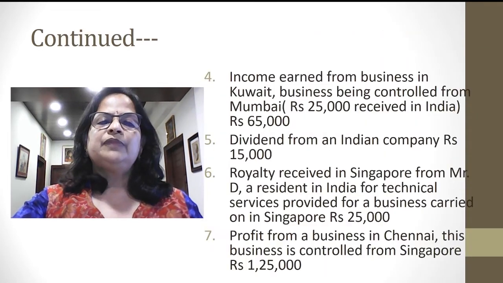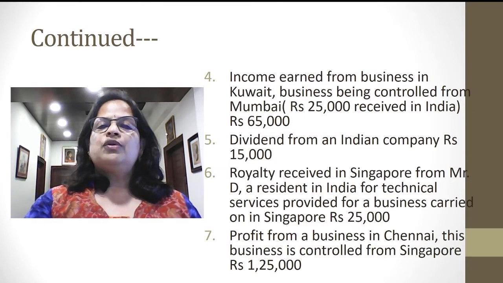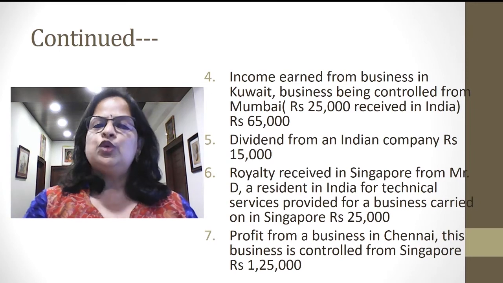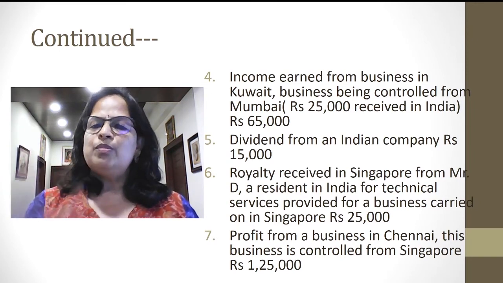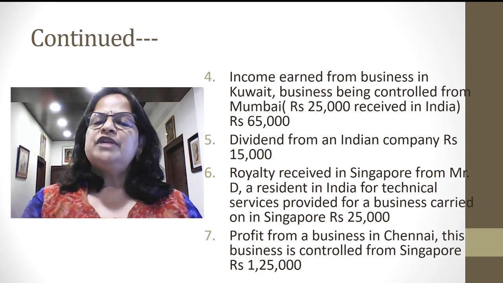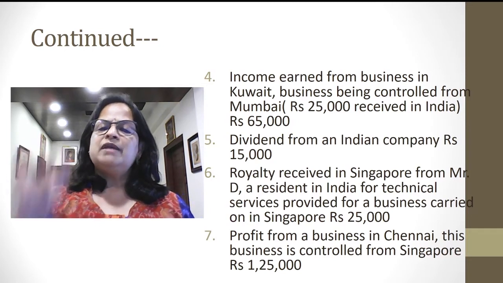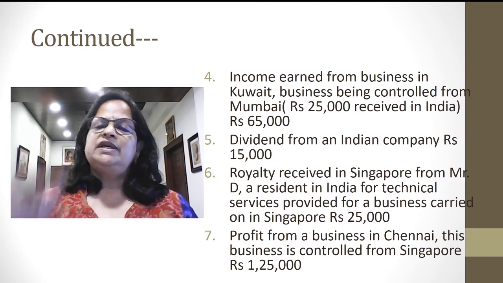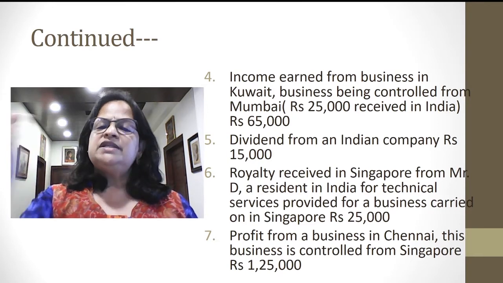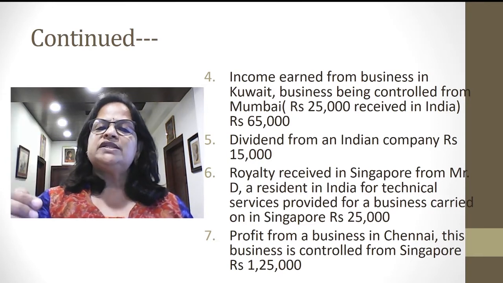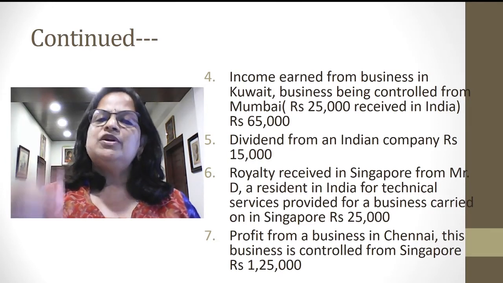Next point, rule number 4. Income earned from business in Kuwait, business being controlled from Mumbai. That is important. Business being controlled from Mumbai meaning company registered in Mumbai. It's an Indian company and it's received in 2 countries. 25,000 is received in India and the remaining amount is received in Kuwait.